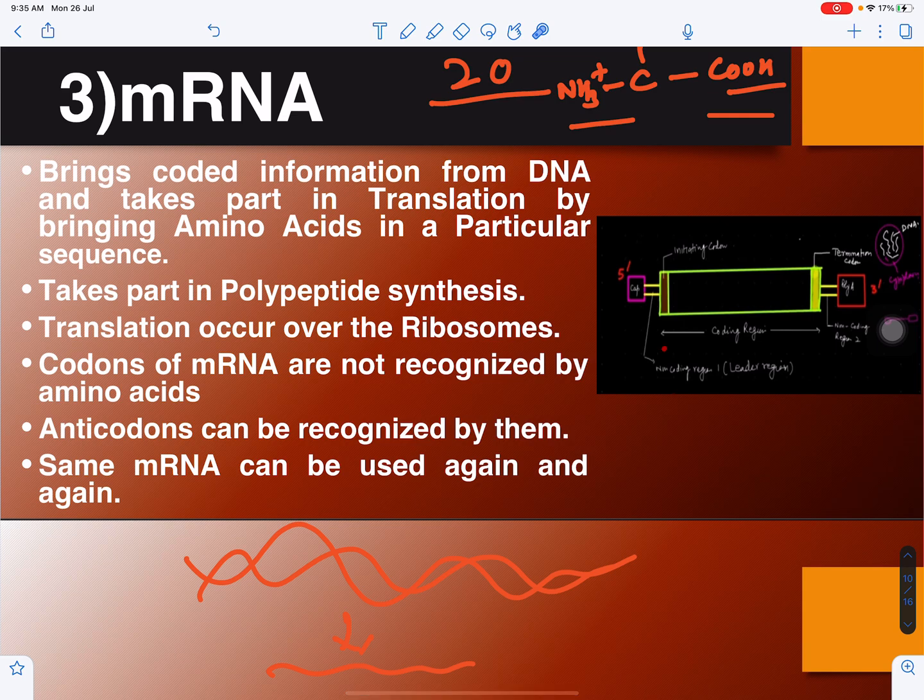So this messenger RNA, which carries the messages from DNA, is called messenger RNA, and it will get bound with the smaller subunit of the ribosomes. If you want to learn about the detailed structure of the messenger RNA, you can watch my video on messenger RNA, and the link is shared in the description box.